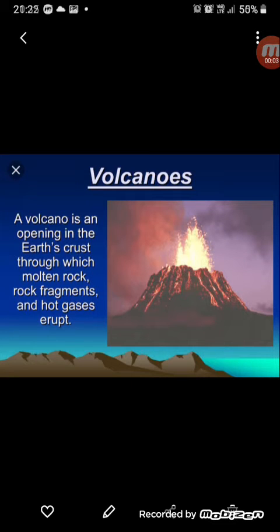Students, so today we are going to discuss what volcanoes are. Now, a volcano is an opening in the Earth's crust through which molten rock fragments as well as hot gases erupt. So you can see in this picture that there is an opening on the Earth's crust and the fire is coming out from the volcano. It is a conical shaped mountain through which the fiery smoke, gas and molten rock is coming out. So that is how a volcano looks.